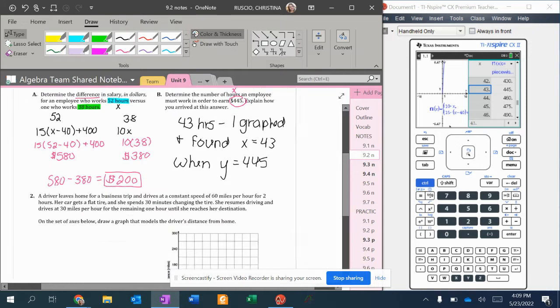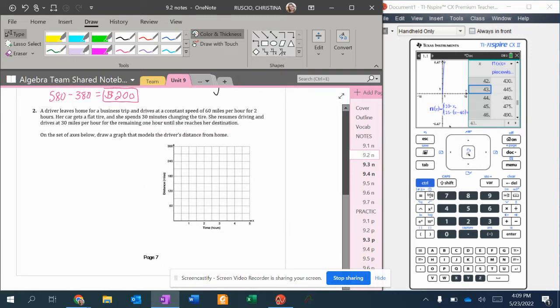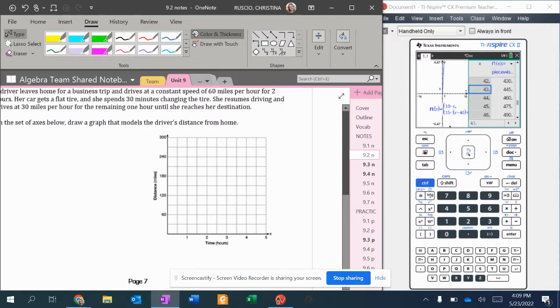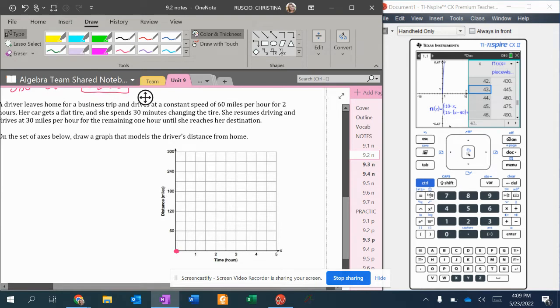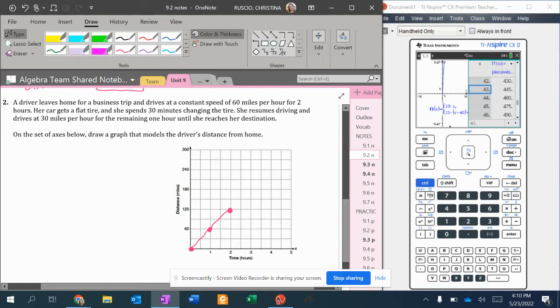Perfect. Okay, number 2. A driver leaves home for a business trip and drives at a constant speed of 60 miles per hour for 2 hours. Okay, so right away at the beginning, if there's 0 time traveled, they're not going anywhere, right? So 0, 0. And they're going to drive at a constant speed of 60 miles per hour. So 60 miles for every hour for 2 hours. So 1 hour, 2 hour that's happening for. Okay, oops, I'm going to connect those with a straight edge. That's constant. And then she gets a flat tire.